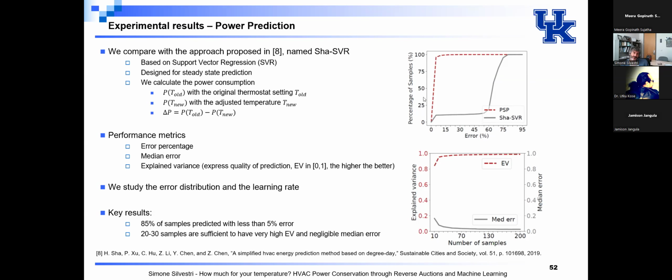And this is true in terms of this distribution of error, but also in terms of explained variance, which is a metric that is commonly used when you deal with numeric predictions.